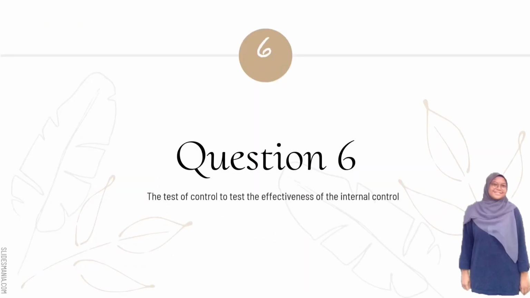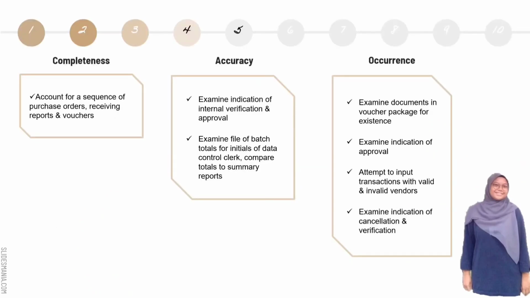Question C: the tests of control to test the effectiveness of the internal control. The test of control for completeness: account for the numerical sequence of purchase orders and goods received notes. Trace a sample of goods received notes to the related supplier invoice and entries in the purchase journal.